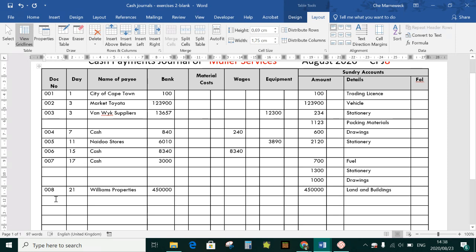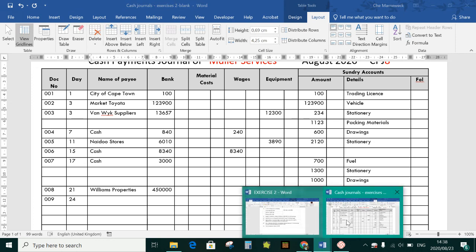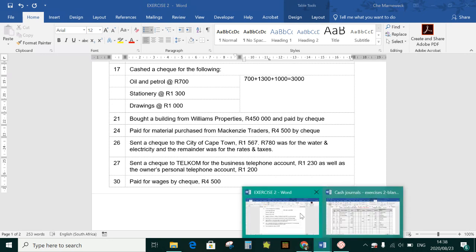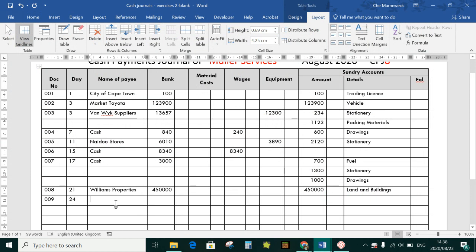We then move on to our next transaction, day 24. And we have a look. Paid materials, purchased from Mackenzie Traders, 4,500. Day 24. Mackenzie Traders, 4,500 for materials. Materials are material costs.